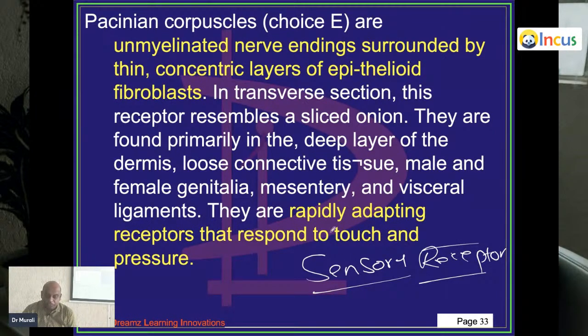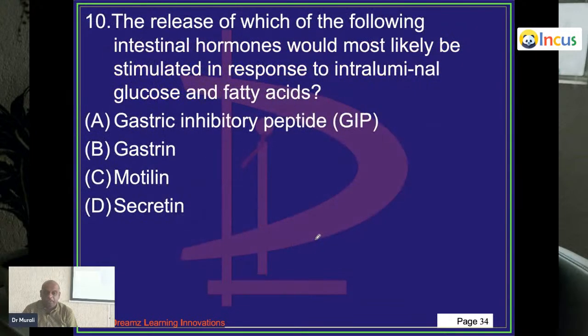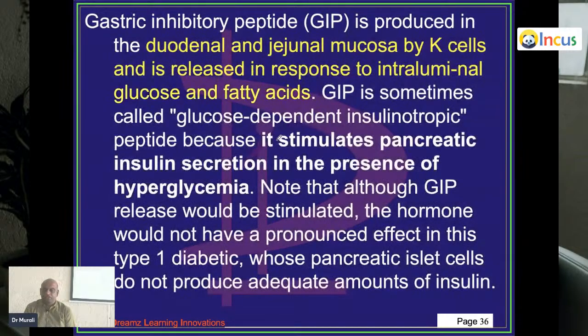So, Pacinian corpuscles. Which intestinal hormone is stimulated in response to intraluminal glucose and fatty acids in the gut? This is a very important question. It is the gastric inhibitory peptide which gets stimulated. And where is it produced, doctor? Duodenal and jejunal mucosa. And there are K cells which release the gastric inhibitory peptide, is what you need to remember whenever you eat a lot of glucose, whenever you eat a lot of fatty acids.